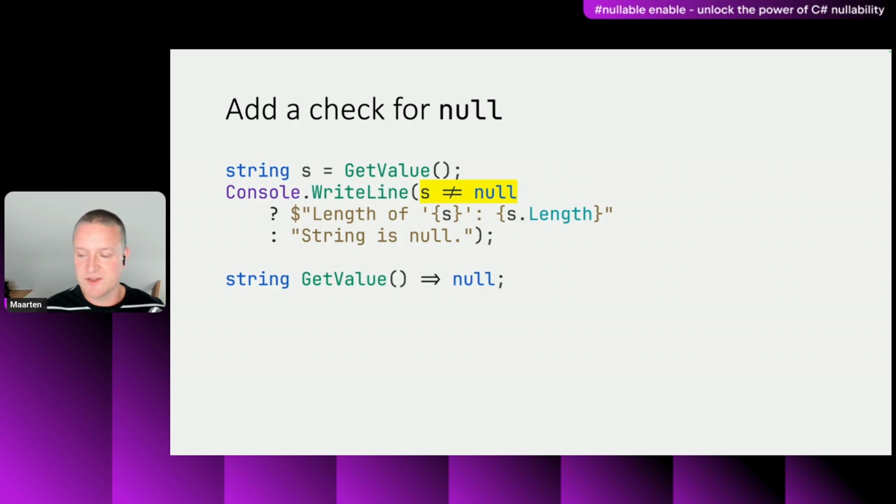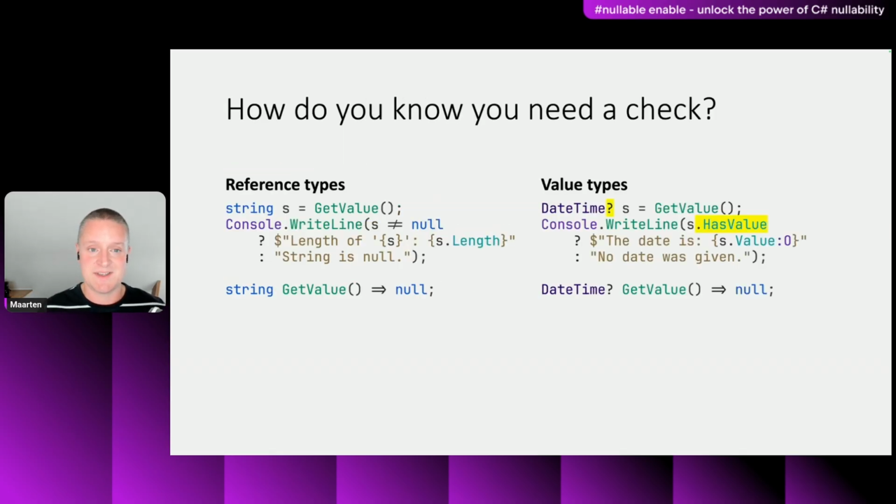So if you do that Console.WriteLine, you will check if that string is null or not. If it is not null, then you can print the length of that string. If it is null, you proceed like there's no string involved, and you just print something like "string is null" or whatever you want to put there. Easy, right? Except how do you know whether you need a check there?